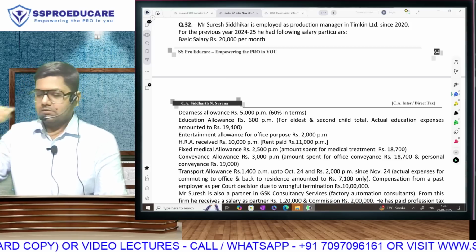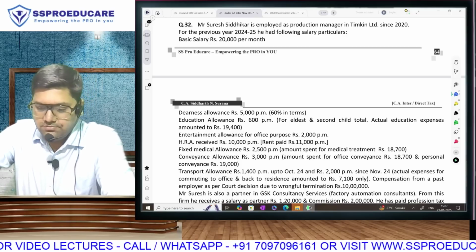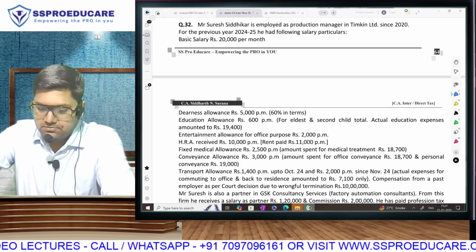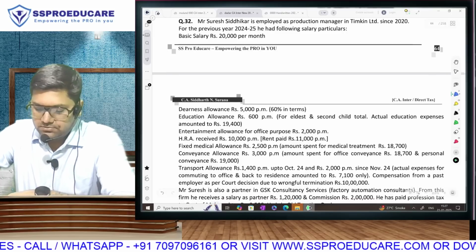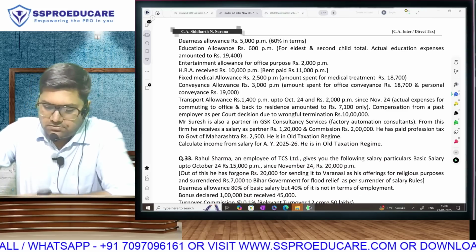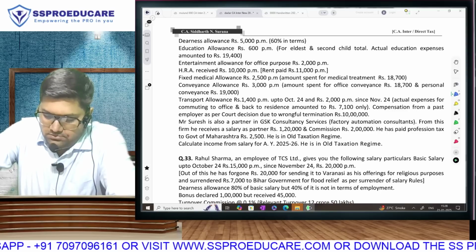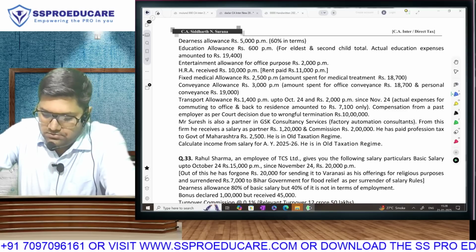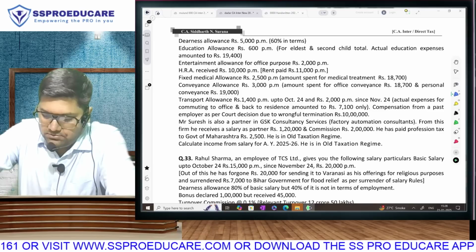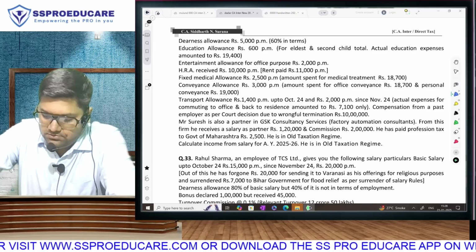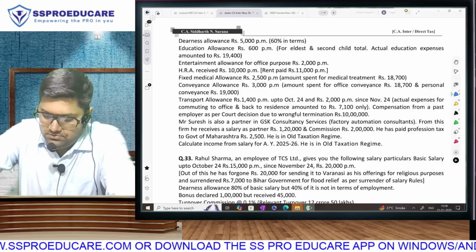Mr. Suresh Siddipar is employed as production manager in Chemical Limited since 2020. For the previous year 24-25, he had the following salary particulars. Basic salary 20,000 per month. Dearness allowance 5,000 per month, 60% in terms. Education allowance 600 per month. For eldest and second child, total actual education expenses amounted to 19,400. Entertainment allowance for office purpose 2,000 per month. HRA received 10,000 per month. Rent paid 11,000 per month.